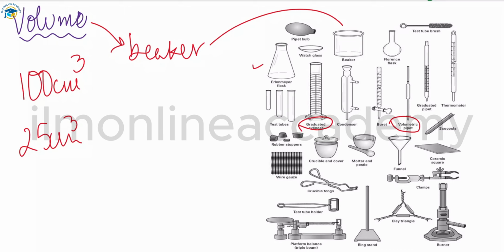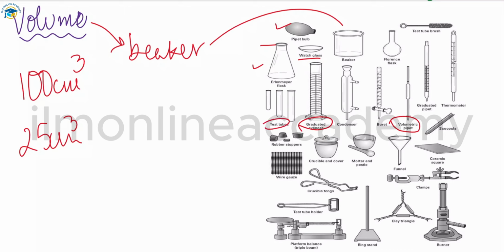First, this is the flask, and the flask mostly has a neck, which is the indication for the flask. We have a pipette bulb, mostly used for sucking liquid into the pipette. We have a watch glass, mostly used in crystallization and for evaporation. Then we have the beaker, in which you can easily measure the volume of any substance. In a graduated cylinder or volumetric cylinder, you can also measure volume.